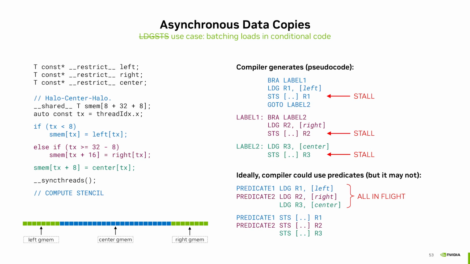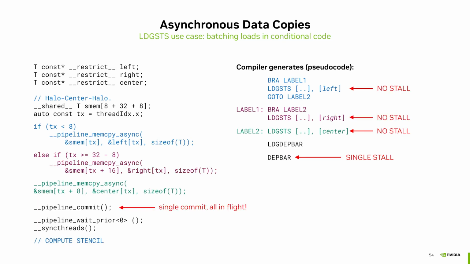So if we replace synchronous copies with asynchronous copies, it's not going to solve the branching and predication issue. However, asynchronous copies do not stall, so we'll observe only one single stall when we wait prior. Let's see what it results in practice.